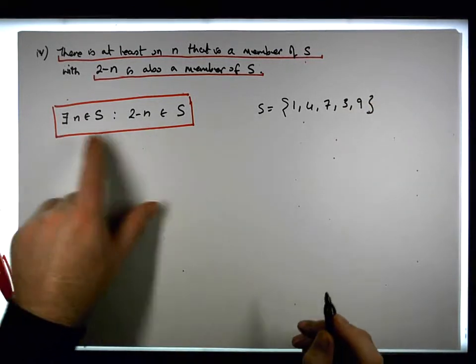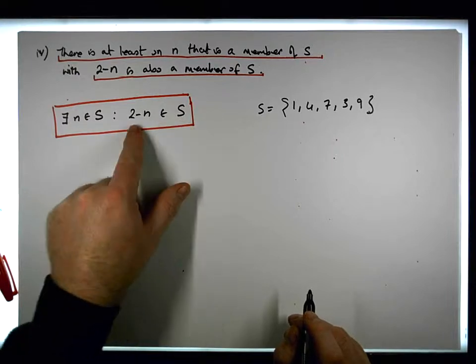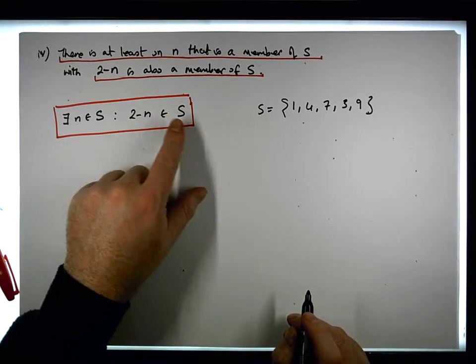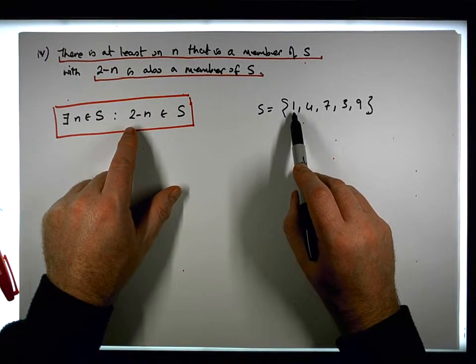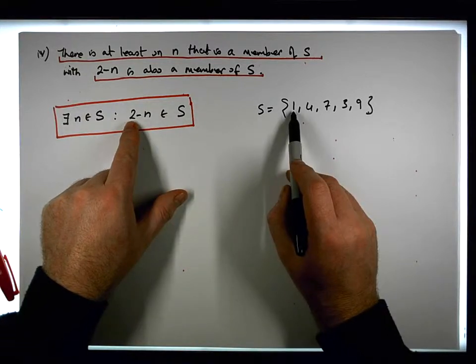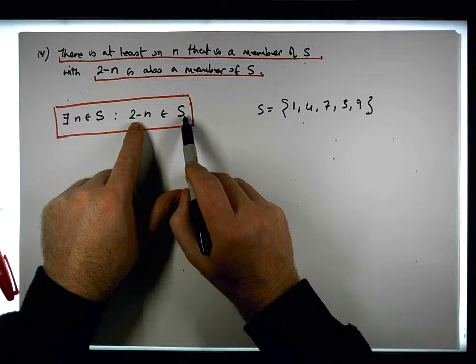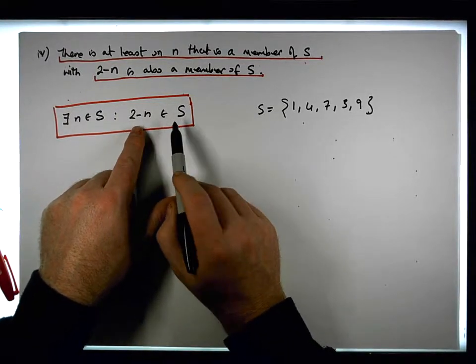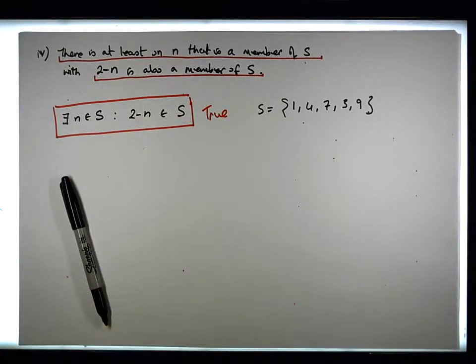So this is saying there exists something in here where this property is true. So can we find an n in here such that 2 minus n is an element of S? Well, let's have a look at it. We're back to 1 as the example again. So when n is 1, 2 minus 1 is 1. And is 1 an element of S? Yes, it is. It is there. So this is actually true. So now we have that this is true. There does exist an element.